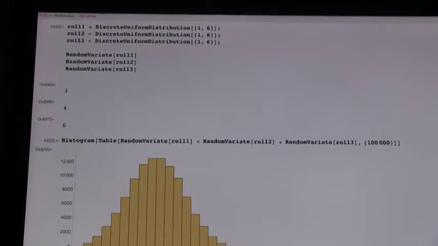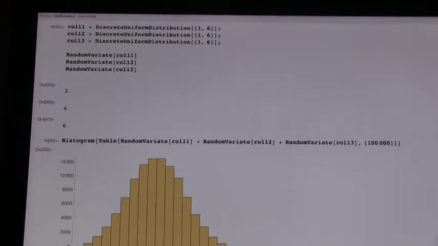Okay, so Mathematica has a lot of ways to deal with probability. And this type of probability distribution that you're setting with dice is called the discrete uniform distribution. All right. So what do you think that means? Probably before we move on, what do you think discrete uniform distribution means?